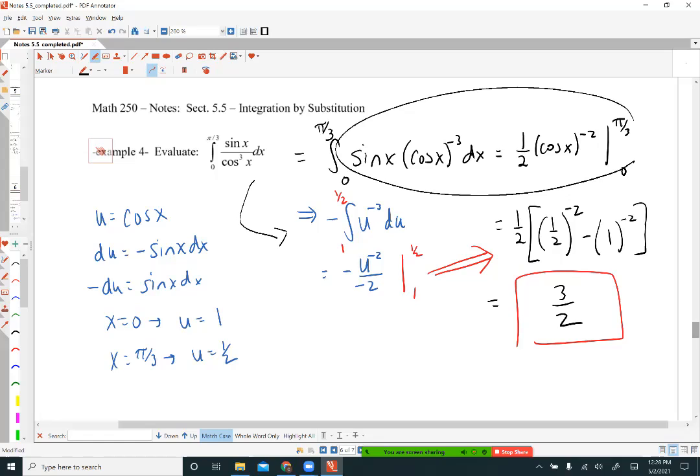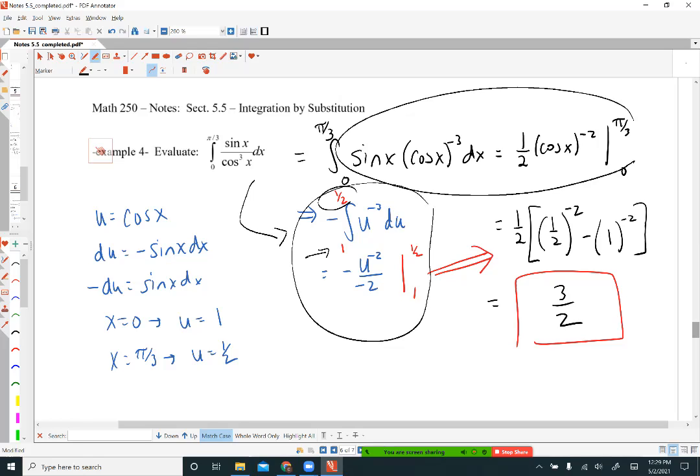And now when x is 0, u is 1, because cosine of 0 is 1. And when x is pi over 3, cosine of pi over 3 is 1/2. So the integral from 0 to pi over 3 of sine of x over cosine cubed of x is equal to minus the integral from 1 to 1/2 of u to the negative 3. And all you need to do is evaluate this. There's no need to go back to the x variable.